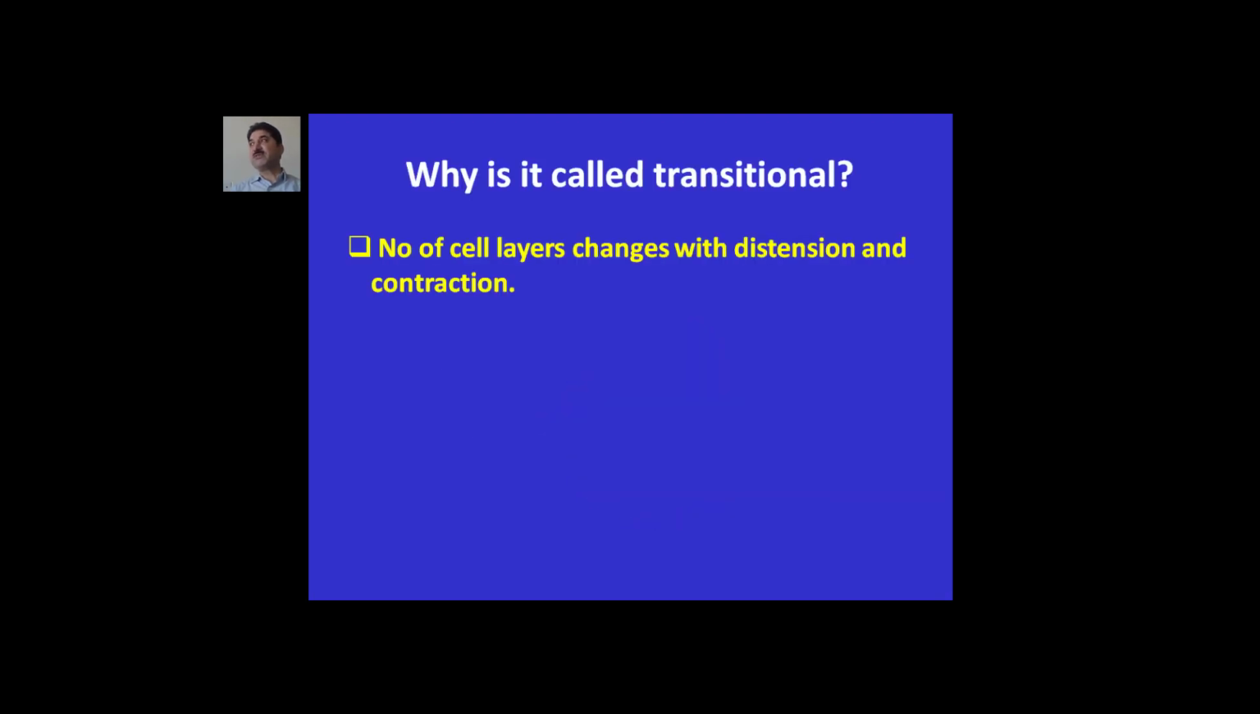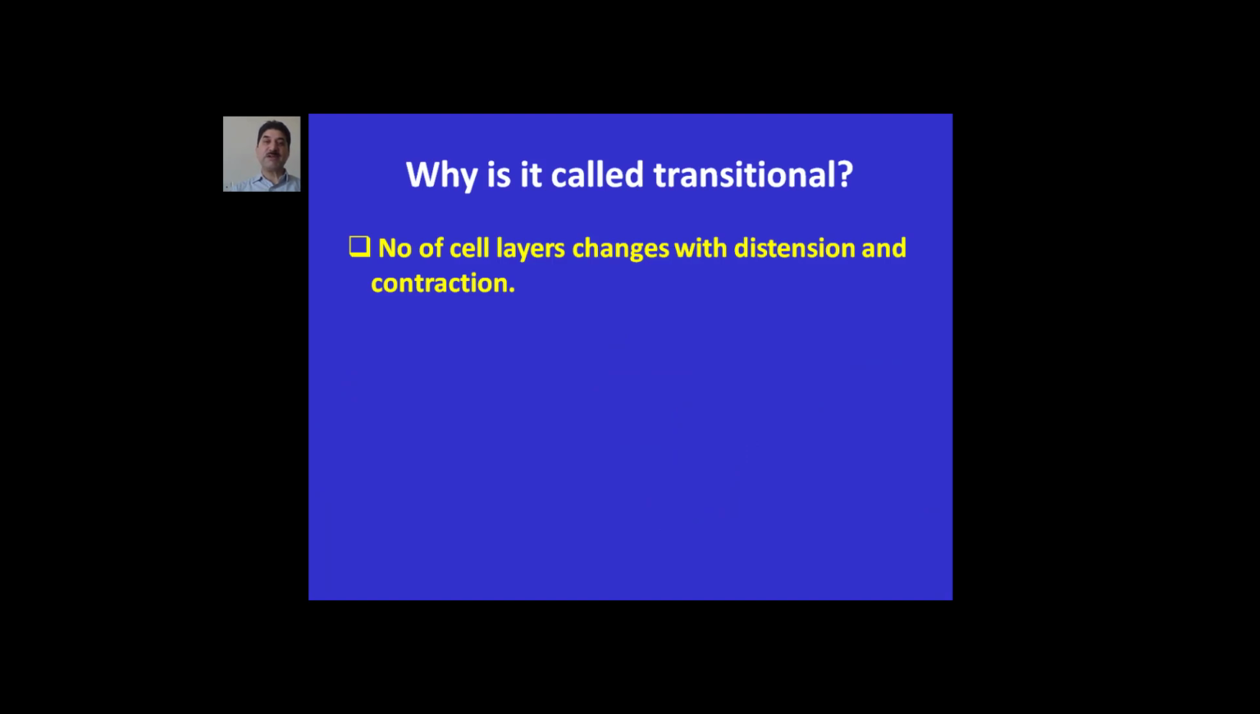In a distended bladder, the number of epithelial layers is 3 to 4, whereas it is 6 to 8 in the case of a contracted bladder, where this epithelium is thrown into folds called trabeculae. So there is transition. In distended state, we have fewer epithelial layers, while in contracted state, there are more layers of cells. That is why it is called transitional. Why is it called transitional epithelium?